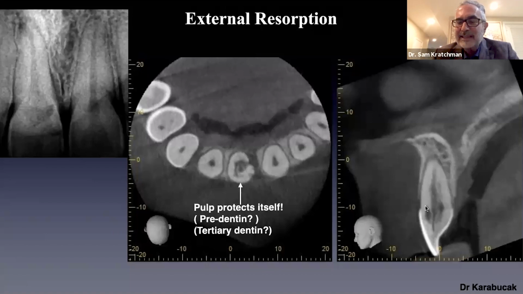And you look at this view here, you could see how the resorption is invading all over, yet the pulp is remaining protected from it. So you could actually see how it just wraps itself literally around, but not invading the pulp. In a case like this, there's no way to be able to restore this. So once again, it's a non-restorable tooth.